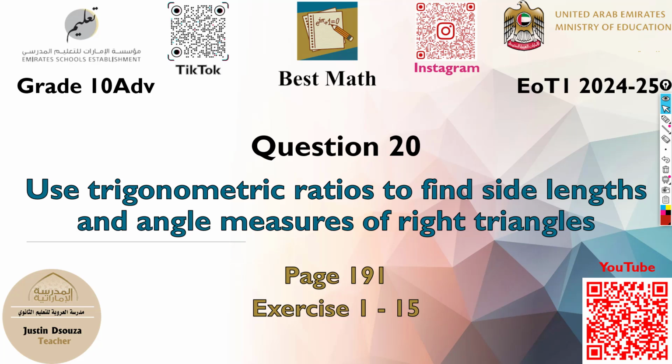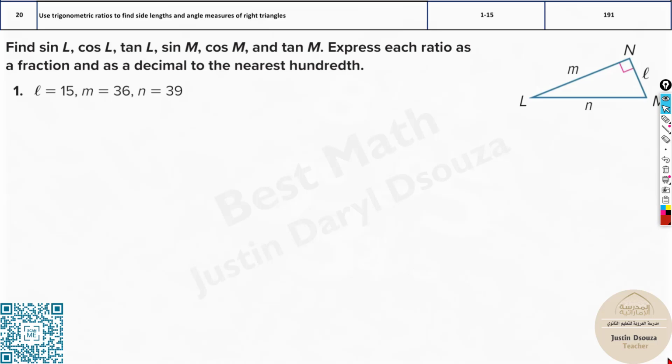The final problem in the multiple choice part is about trigonometric ratios. Here we have to find the trigonometric ratios, that is, the sine, cosine, and tan for different angles. So this is M and over here L for both of them. Now imagine we are considering L, then this is theta, the angle we are considering.